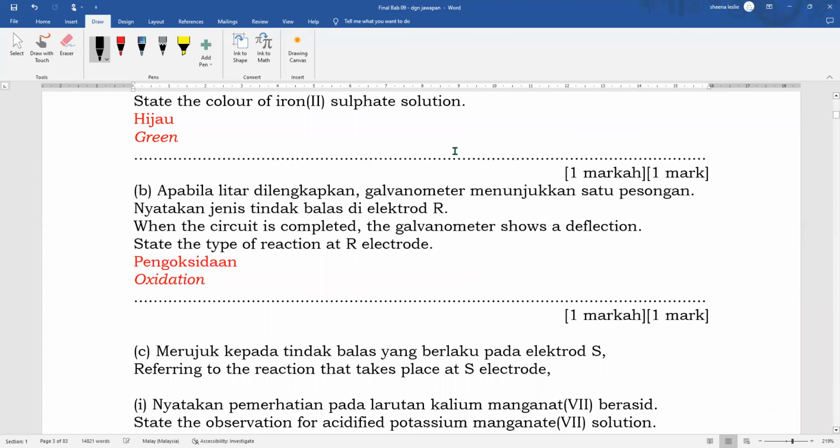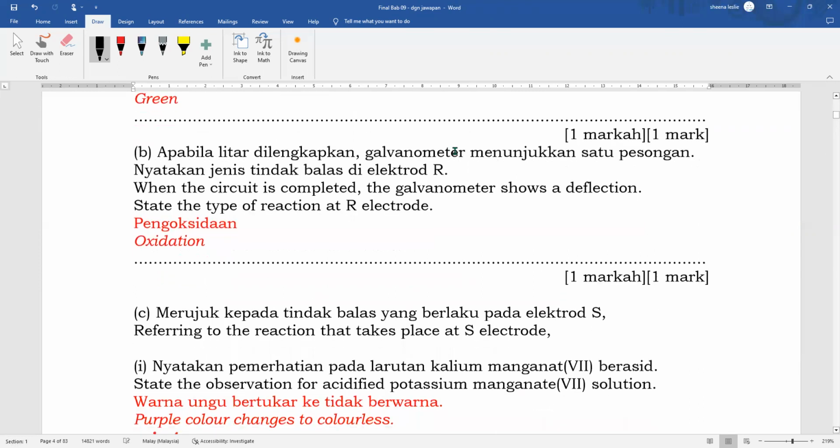Okay, what is the observation for acidified potassium manganate 7 solution? Purple to colorless. Correct, purple to colorless. I heard someone saying pink. Who said pink? That one's phenolphthalein. Wrong. All right. Okay, purple to colorless. Excellent.